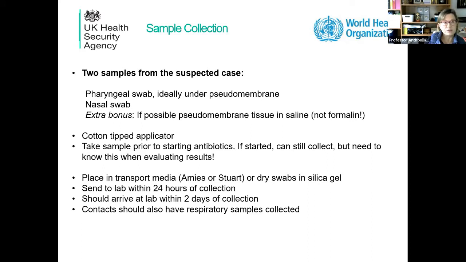The swab is then placed into a suitable transport medium, Amies or Stuart's, or you can place the dry swabs in what we call silica gel packs. These are special foil packs containing silica gel. These are quite important when you're taking samples in the field and there's going to be a delay to the lab. However, it's important to try to send the samples to the lab within 24 hours of collection, and ideally, they should arrive there within 48 hours. And contacts should also have similar samples taken.